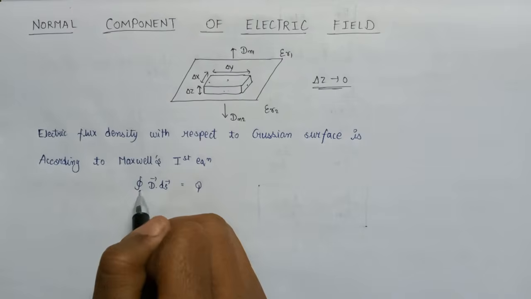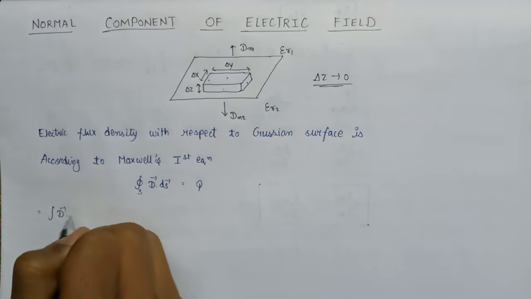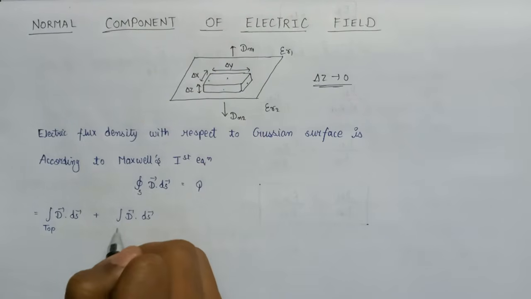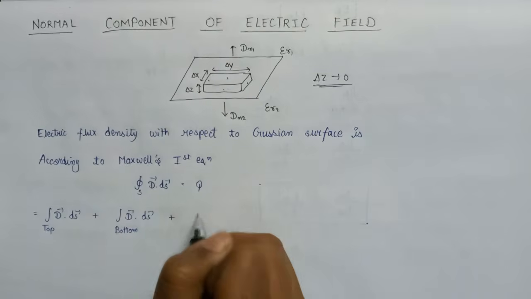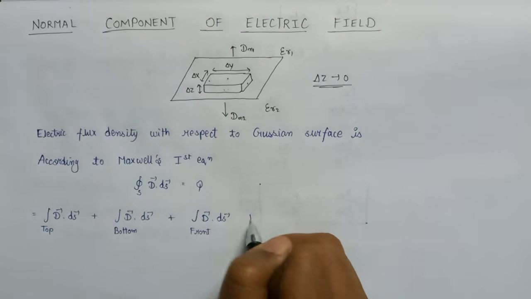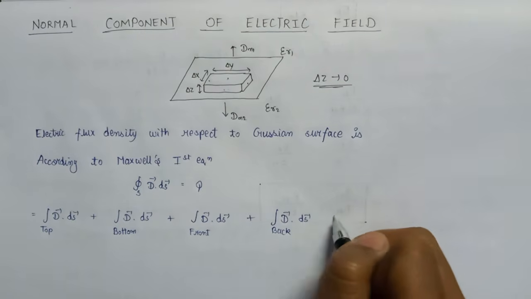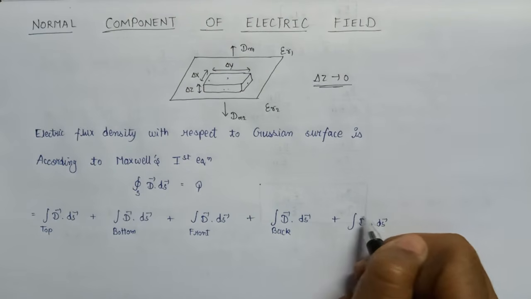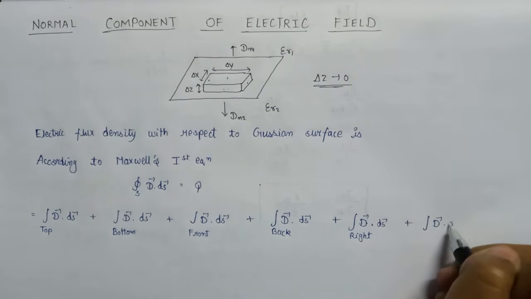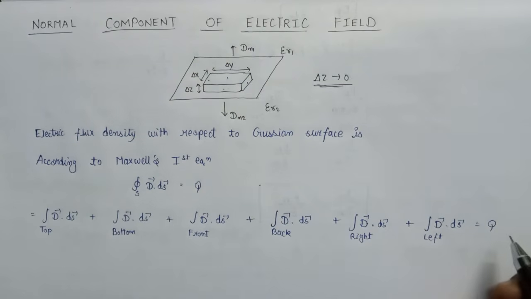And if we break this integral over a closed surface into the integral of these 6 surfaces, then for the top surface we write D dot dS of top, plus D dot dS for bottom surface, plus D dot dS for front surface, plus D dot dS for back surface, plus D dot dS for right surface, and finally D dot dS for left surface, equals the charge enclosed by that surface.